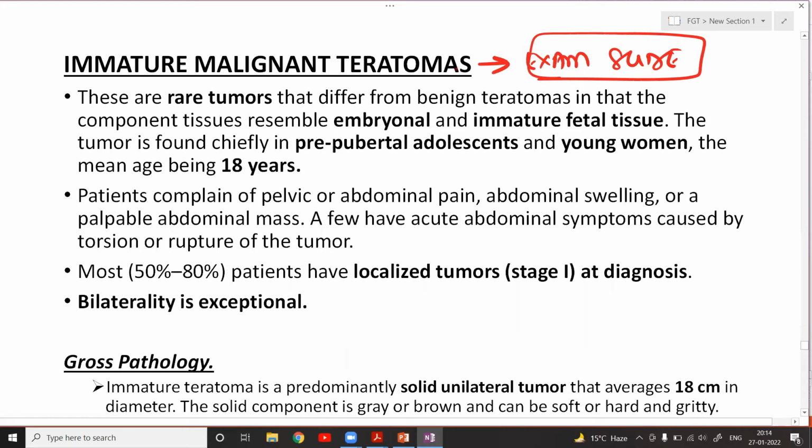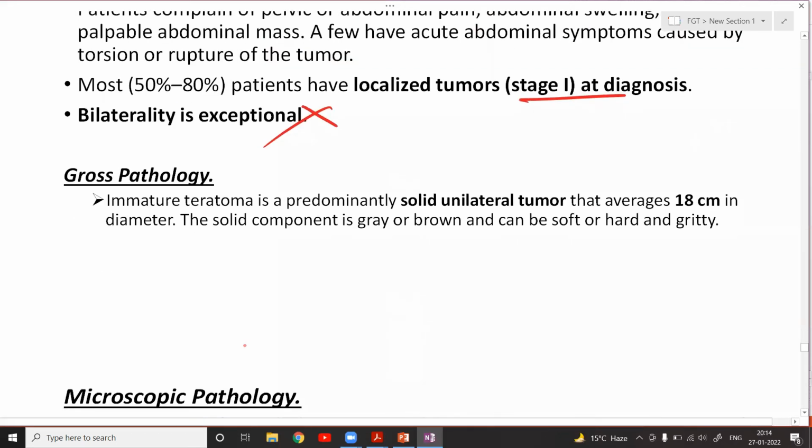So let us see. These are rare tumors that differ from benign teratomas in that the component tissues resemble the embryonal and immature fetal tissue, as I told you. Again, they are seen in pre-pubertal adolescents and young women, and the mean age is around 18 years. Most of them are localized at diagnosis, and again, bilaterality is not seen. It is a unilateral tumor. Grossly, immature teratoma is predominantly a solid unilateral tumor, averaging around 18 centimeters in diameter.